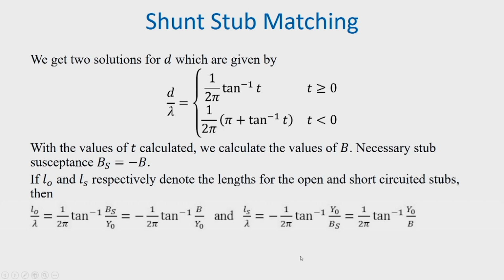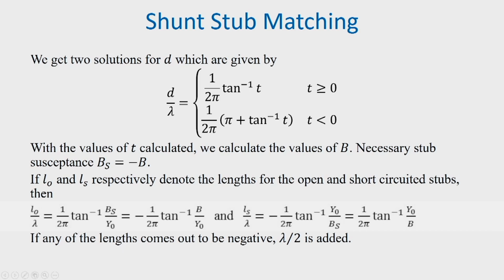So, we have found out the solution for D, the location of the stub from the load impedance, and also we have found out the expression for the length of the stub, and depending upon whether an open circuited stub or a short circuited stub is being used, we can calculate their lengths. It may be noted that if this length while computing comes out to be negative, then we add lambda by 2.